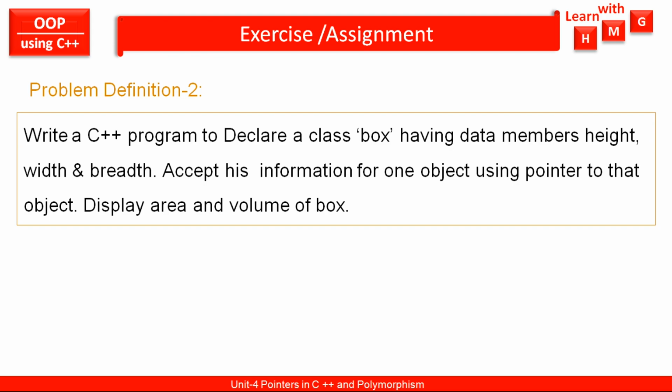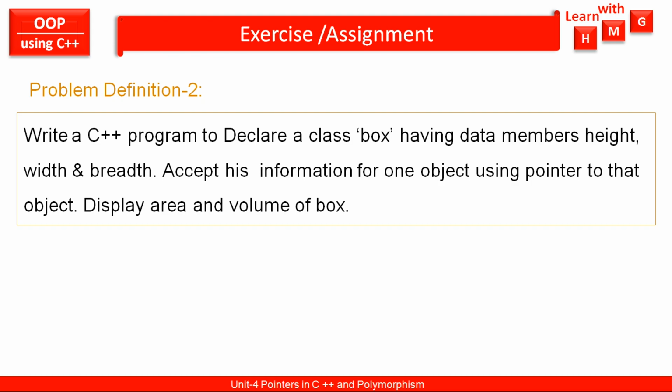Second exercise for you is you have to write a C++ program to declare a class box having data members height, width and breadth. So these are the three data members of a box. The box is a geometrical entity which has three dimensions: height, width and breadth. You have to accept this information for one object using pointer to that object, and then calculate area and volume of the box and display it.